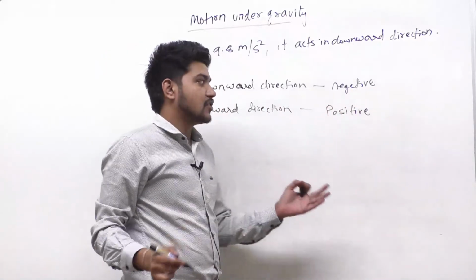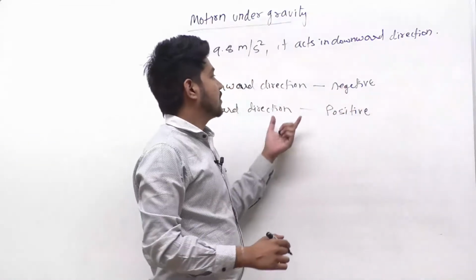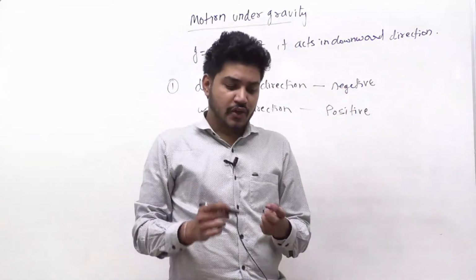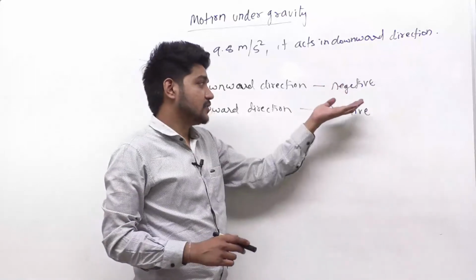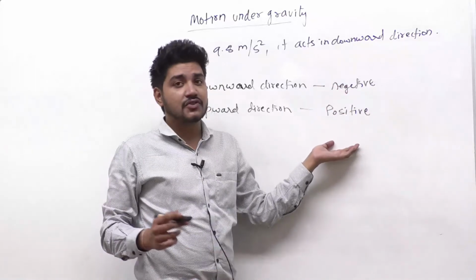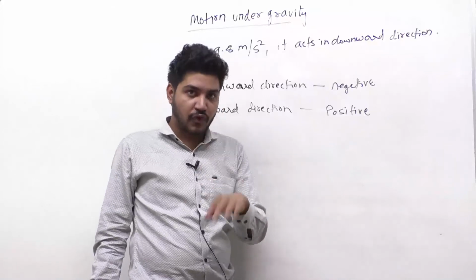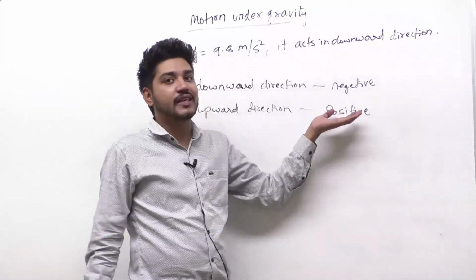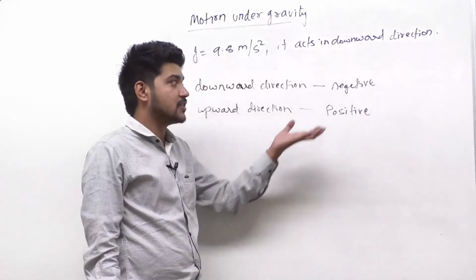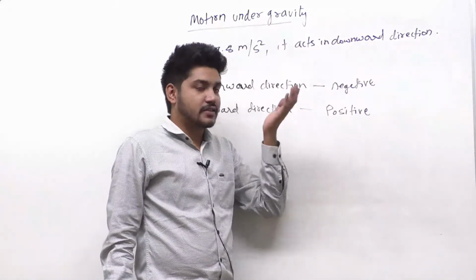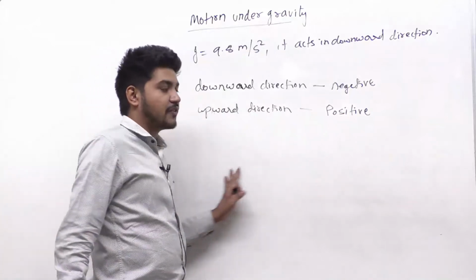Downward direction is negative and upward direction is positive, right? You can even consider otherwise, but once you are strict to a sign convention, you have to take the same sign convention throughout the problem, and it will be easy for you if you always follow the same one. So right now I will always consider downward direction as negative and upward direction as positive, right? This is the very first point we have to understand.